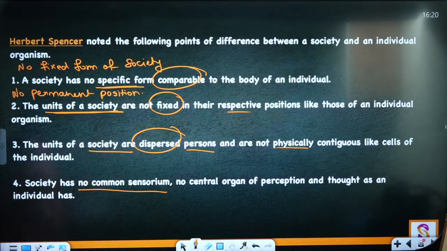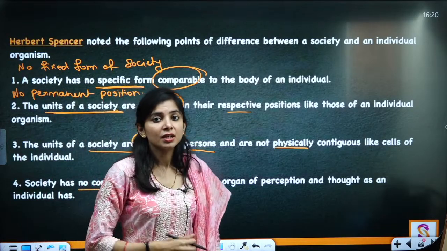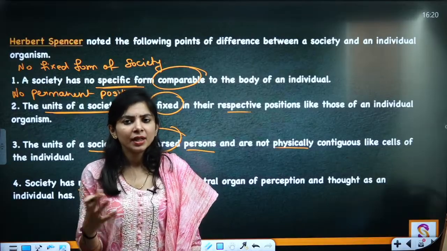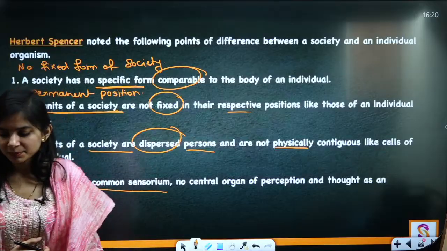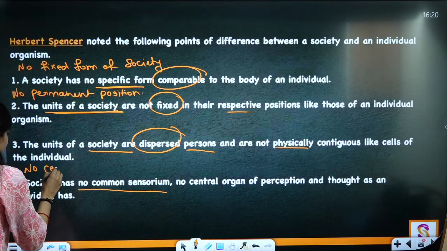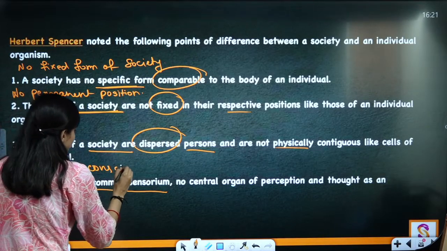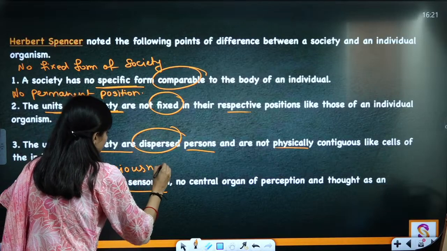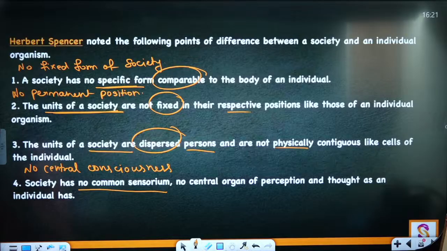Not only this, there is no central consciousness. It means society sometimes may be conscious, sometimes not. So it is something being specified: no central consciousness. This is something you can understand related to the organic theory. I hope you are able to understand.